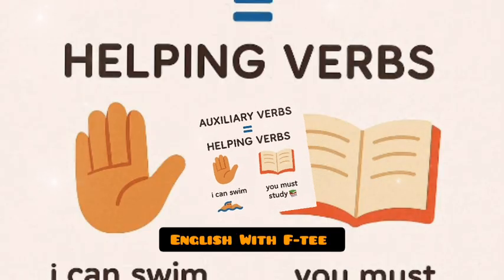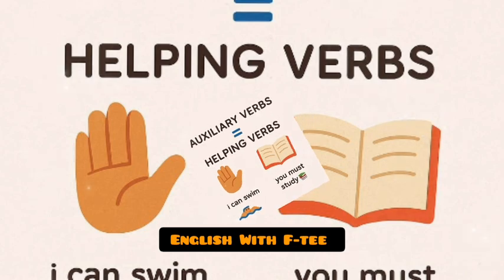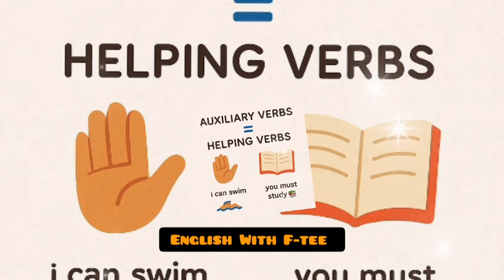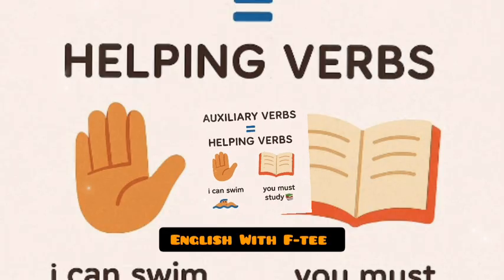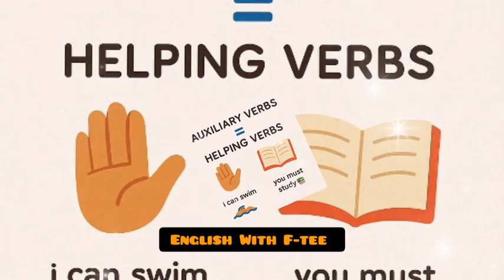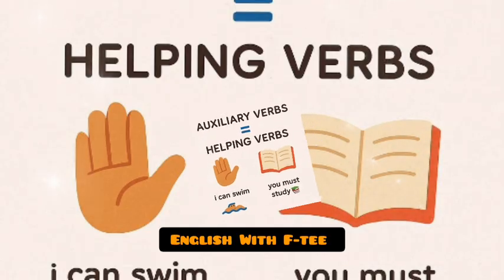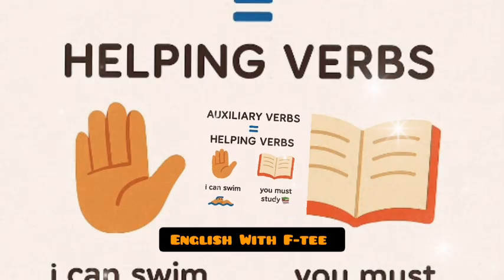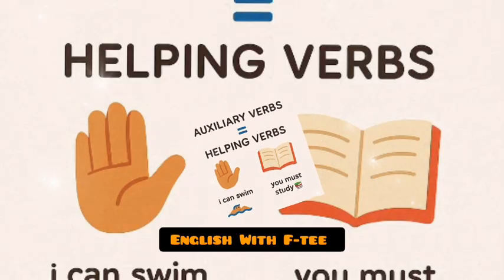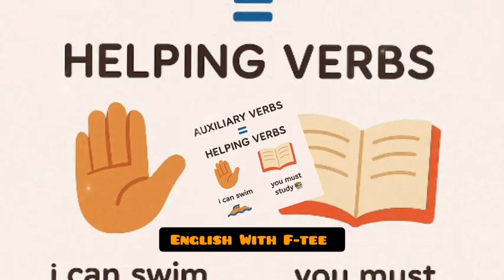1. We have can. We use can for ability, possibility, and informal request. For example, in sentences, I can swim. This is ability. It can rain tomorrow. That is possibility. Can you give me a pen? That is request.